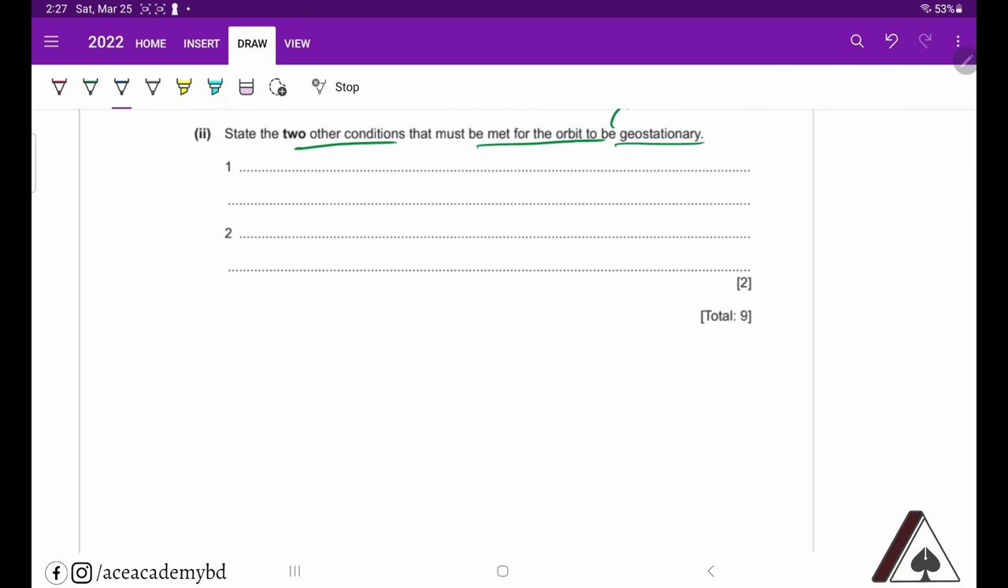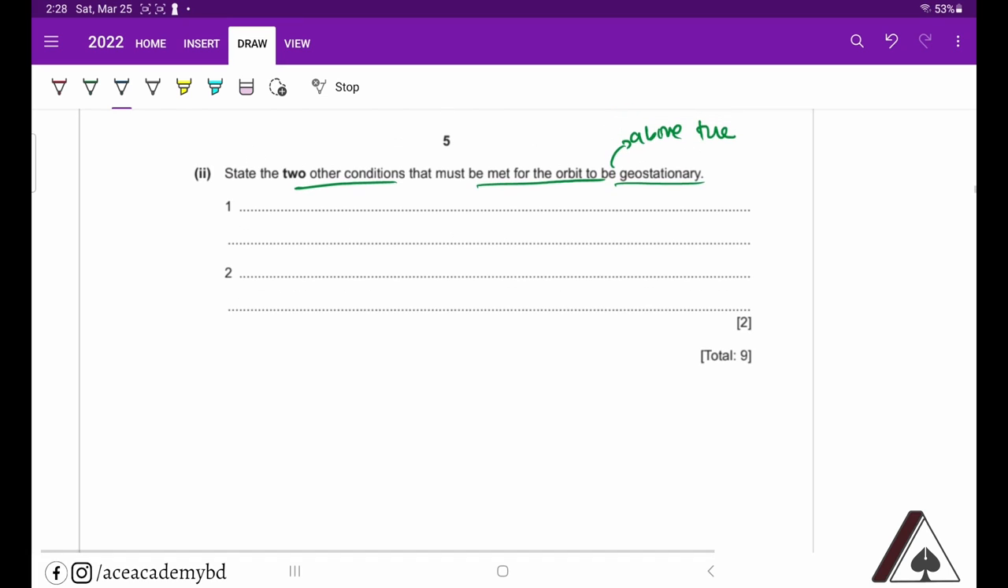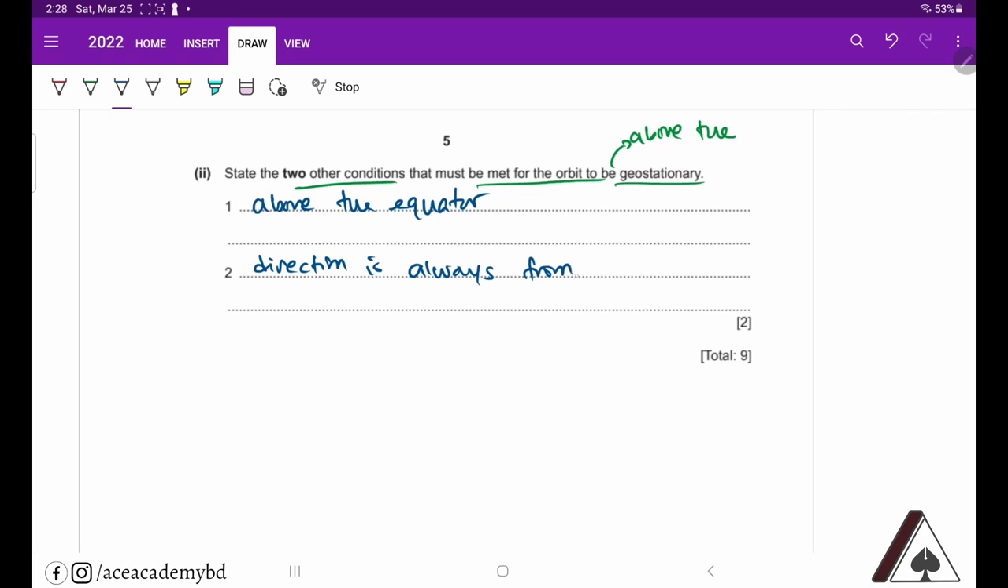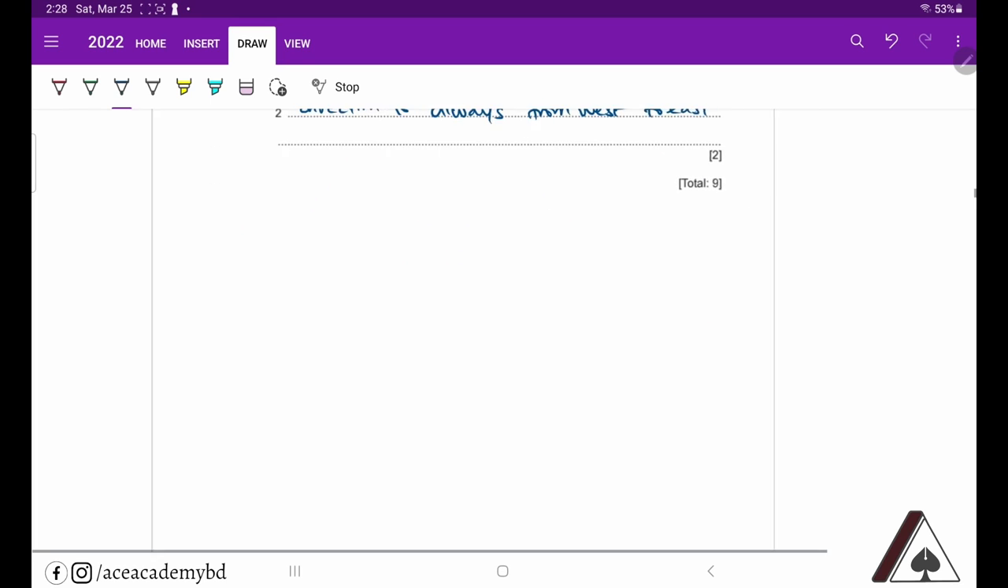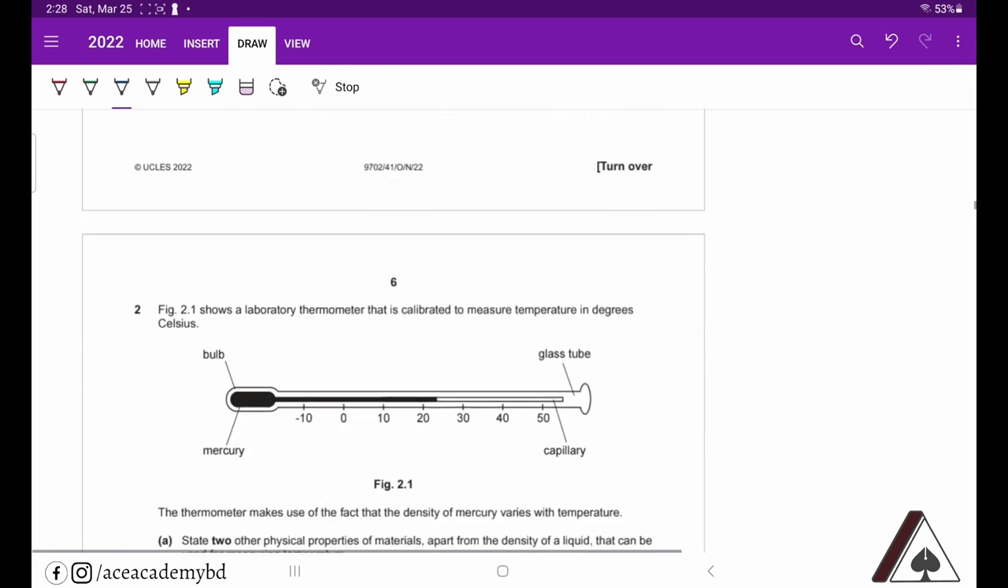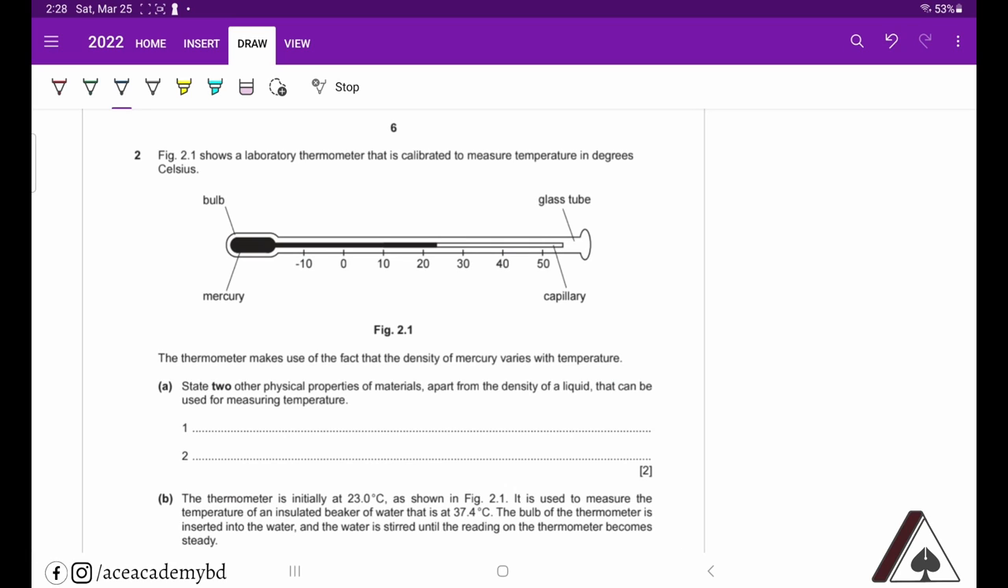So we are going to have to write about the other points, which is it is always above the equator. And we can write direction is always from west to east. Okay, so these are some of the common points about geostationary satellites. You can also find these points directly in our A-level physics syllabus. Okay, anyways, now moving on to the next question, which is question number 2, which is from thermal physics.